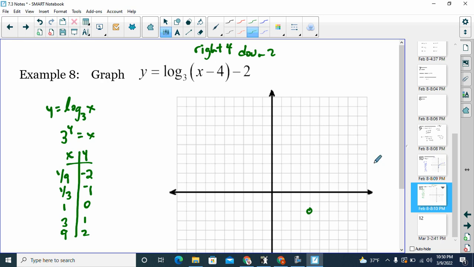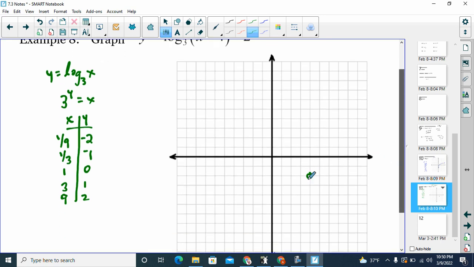There's my translated origin. From there, I'm plotting 1/9, -2; 1/3, -1; 1, 0; 3, 1; and 9, 2. Remember, we started with a vertical asymptote at x equals 0. If I move that down 2, that doesn't change it, but moving it to the right 4 does. Our asymptote is right here at x equals 4.